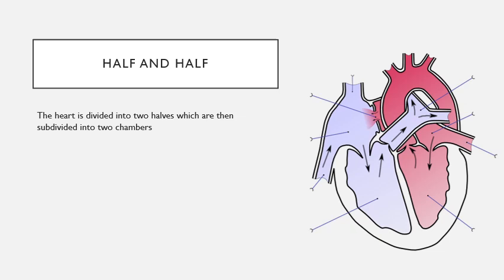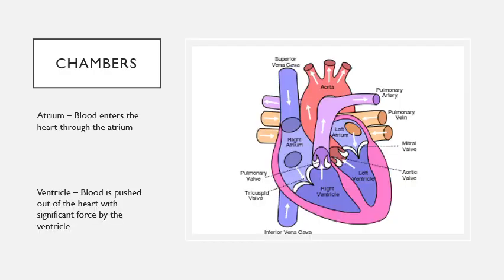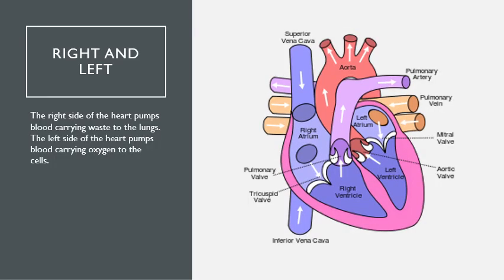The heart is divided into 2 halves, left half and right half, each divided into 2 chambers. The chambers are the atrium and the ventricle. I don't know if any of you have ever taken Latin or know anything about Roman houses, but you always enter a Roman house in the atrium. That's where blood enters. The ventricle is where blood gets pushed out of the heart. So in the atrium, blood comes in; in the ventricle, you push the blood out. You have 2 sides. The right side of the heart pumps blood carrying waste to the lungs. The left side pumps blood carrying oxygen to the cells.